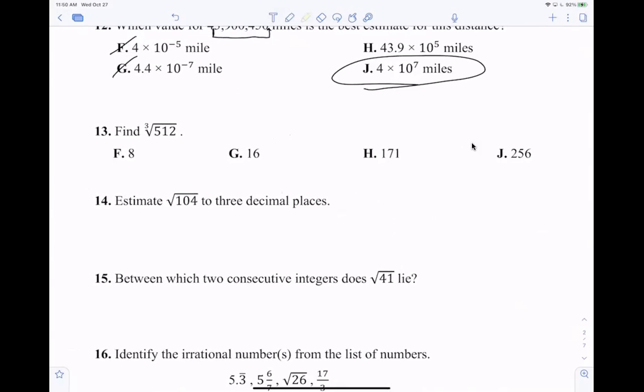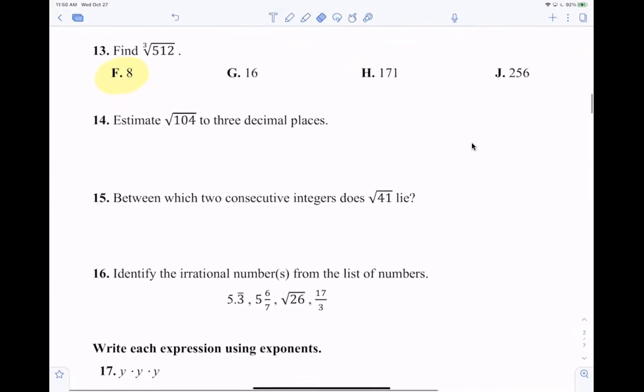8 is absolutely correct. 8 is good. Anybody have any issues with the calculator? All right. Square root of 104 rounded to 3 decimal places. Let's hear it. I got 10.198. Everybody okay with that? You just do the square root. Yeah.